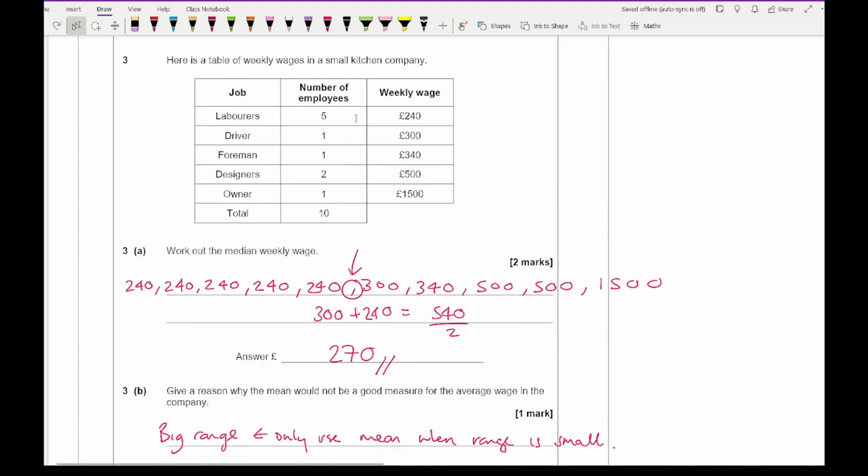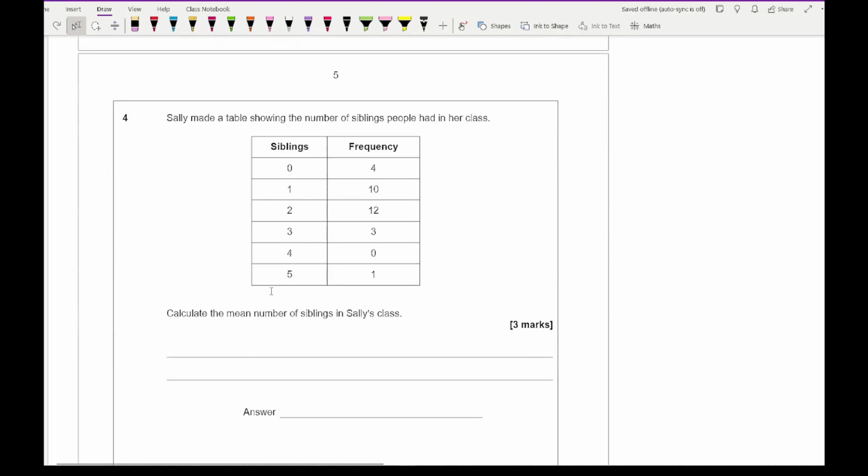Also, you could say that they haven't got an even number of people in each of the positions, so therefore it's going to distort the average wage. Then looking at question 4, it says Sally made a table showing the number of siblings each person had in their class. It says calculate the mean number of siblings in Sally's class.